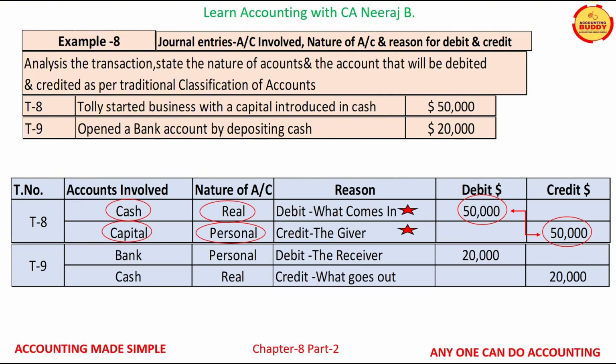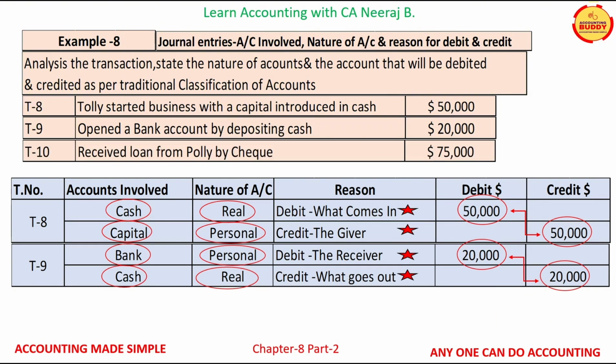If we analyze this transaction, the two accounts which are getting affected are bank account and cash account. Bank account is a personal account and the rule is debit the receiver, while cash is a real account and the rule for real account is credit what goes out. Therefore, in this manner, the transaction is recorded for $20,000. Transaction T10 is business received a loan from Polly by a check amounting to $75,000.